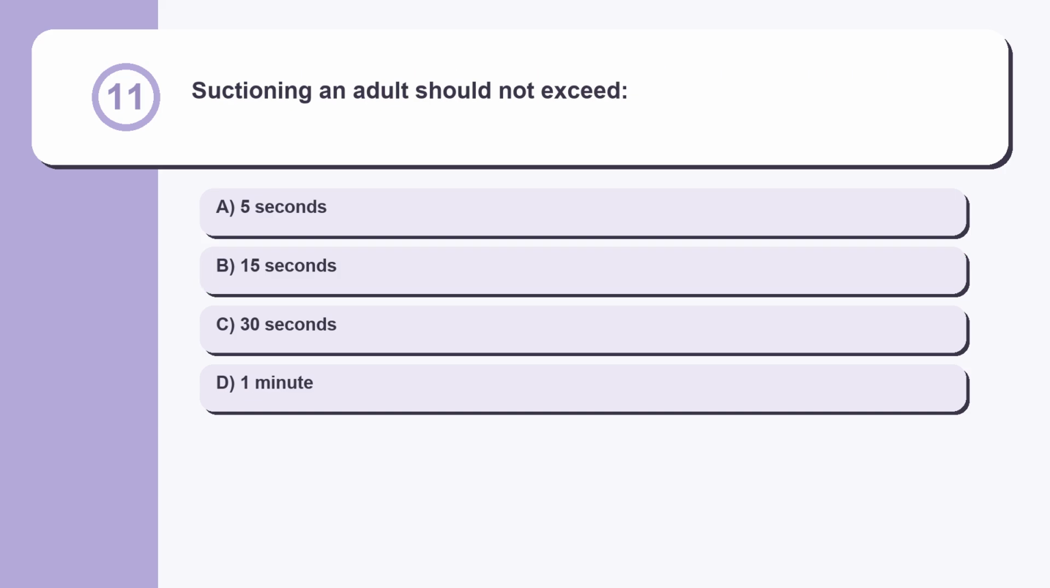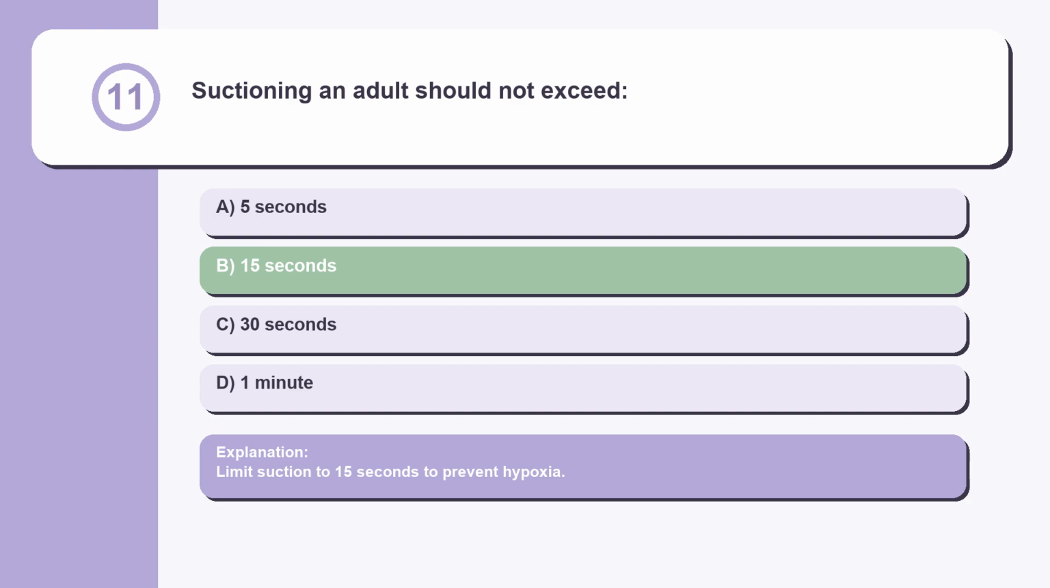Question 11. Suctioning in an adult should not exceed: 5 seconds, 15 seconds, 30 seconds, 1 minute. Limit suction to 15 seconds to prevent hypoxia.